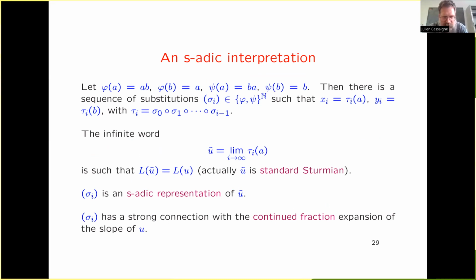So if you look at the labels of the loops, then we saw that the loops after something are obtained by simple formulas like xy, yx, starting from the labels of the loop at the previous step. And so we can construct a substitution tau I, so that tau I of A is the label of the left loop, of the big loop, and tau I of B is the label of the small loop at step I.